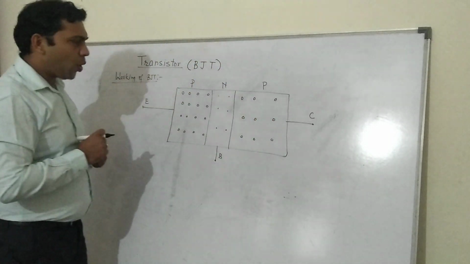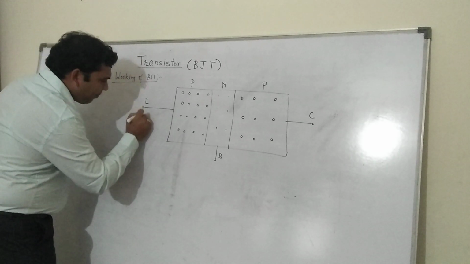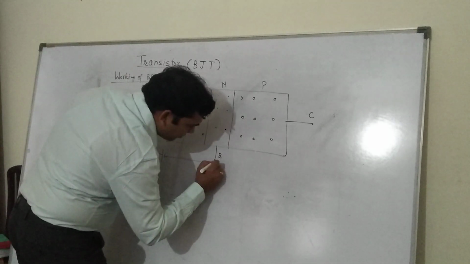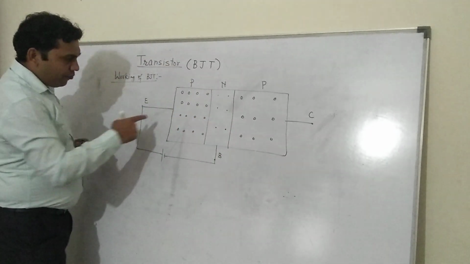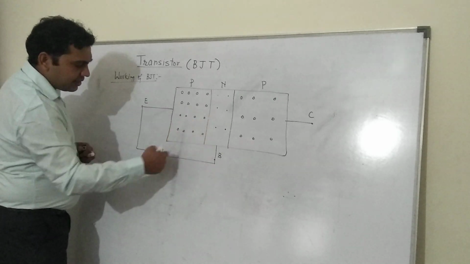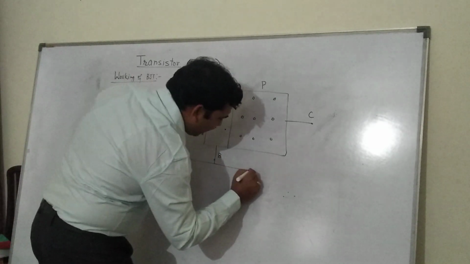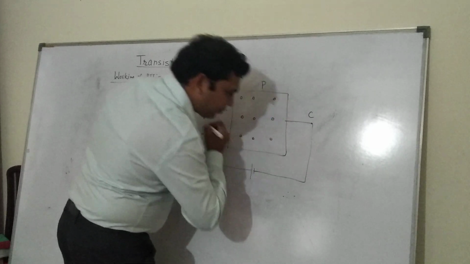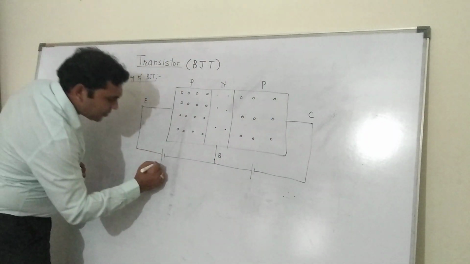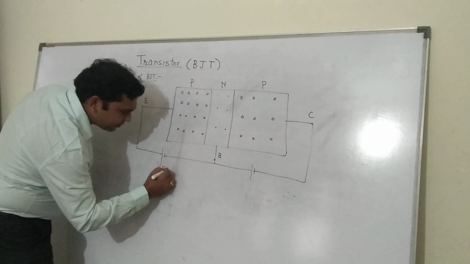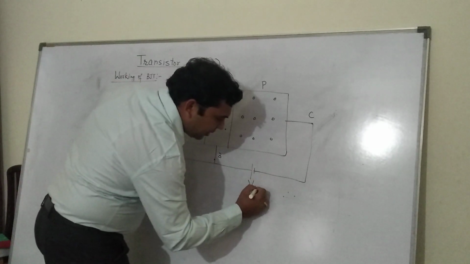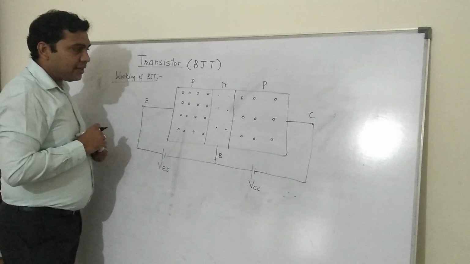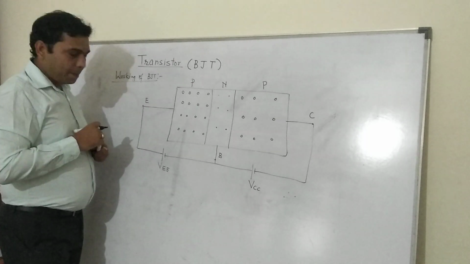Let's say we have made a forward bias here. To make it forward, P is connected to the positive and N is connected to the negative. And let's say we make a reverse bias here, so N will be positive and P will be negative. Let's call this battery VEE, the emitter battery, and this one VCC, the collector battery. Now we need to understand how it works.